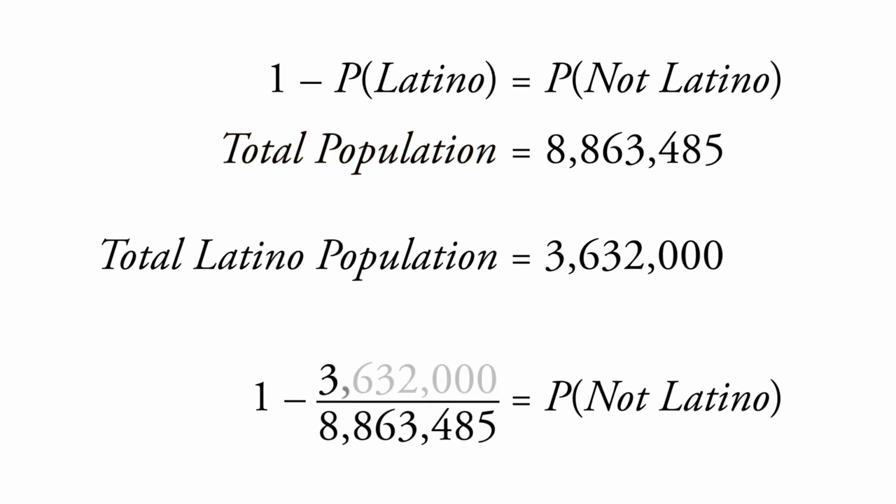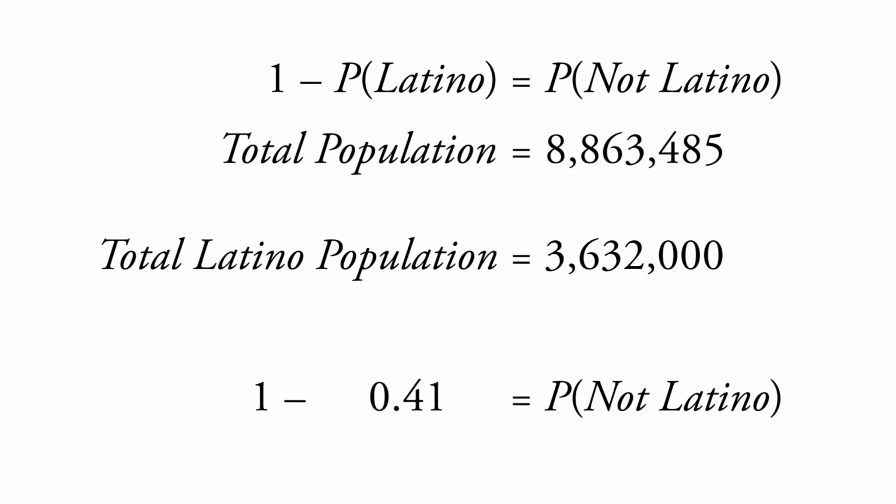So we can divide 3,632,000, that's the number of Latinos in both cities, divided by the total population in both cities, 8,863,485, and we get 0.41. Now, what does that mean?